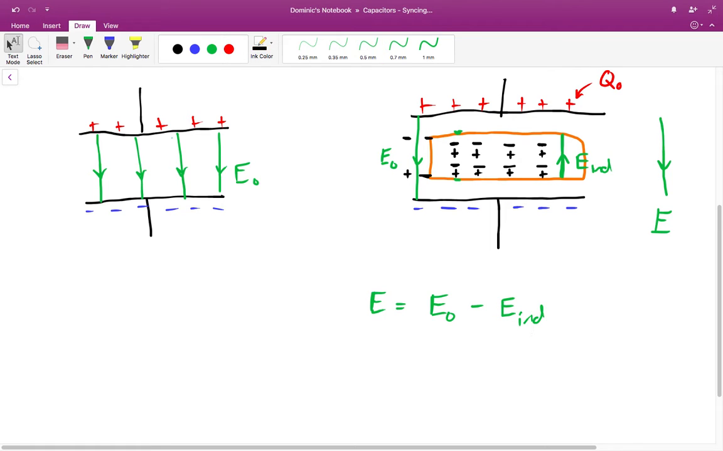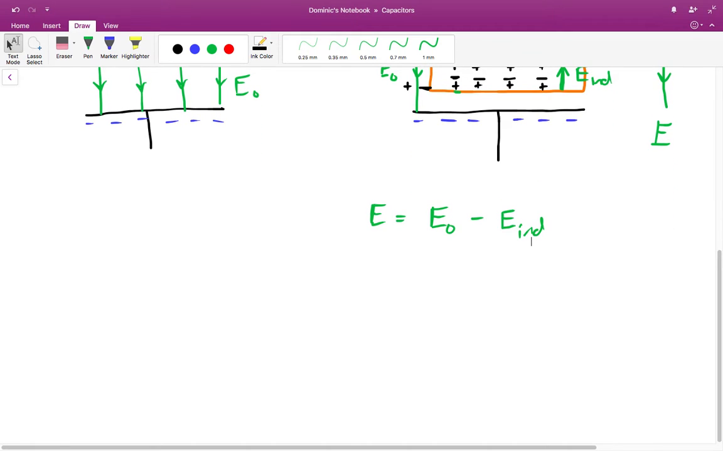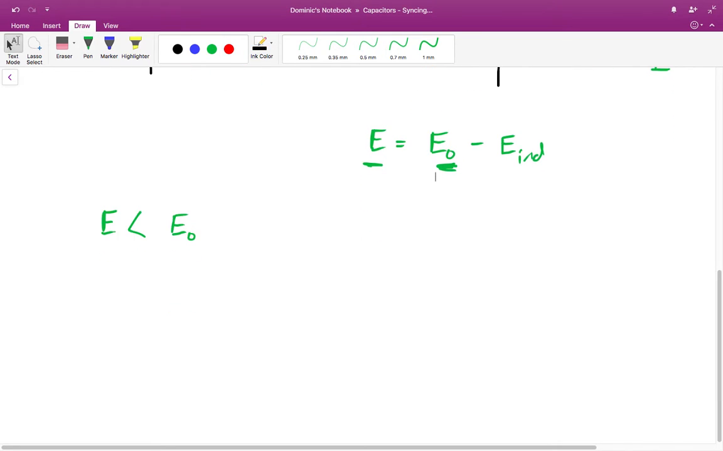E induced is, again, that electric field inside of the insulator. That insulator that we slid into the capacitor is what we call a dielectric, okay? So by putting this insulator inside of our capacitor, the electric field changed. It actually decreased. E is less than E naught, clearly, because we're taking E naught and subtracting something.